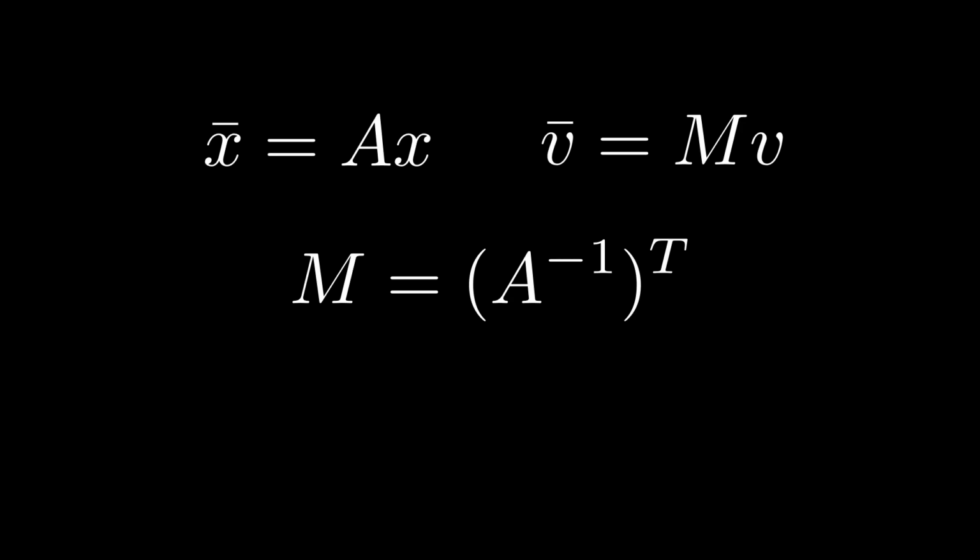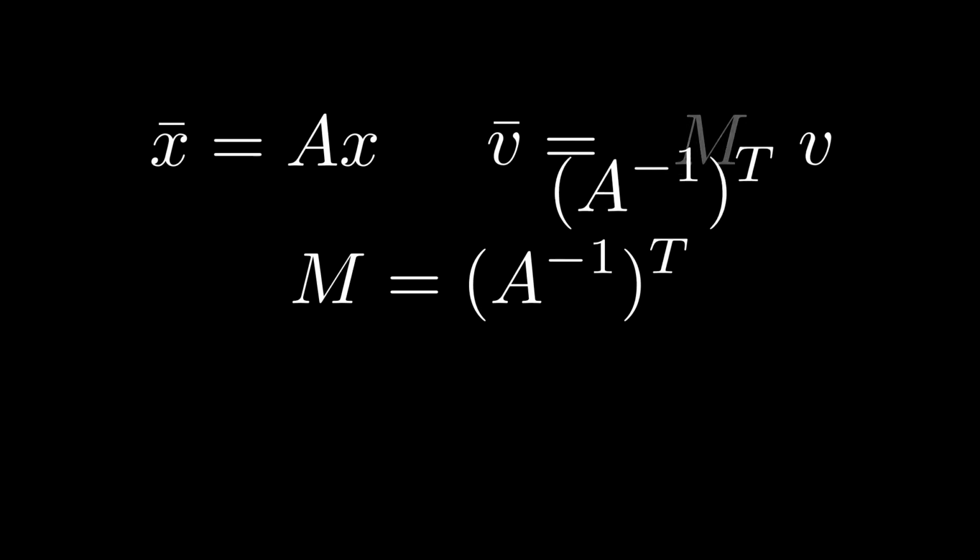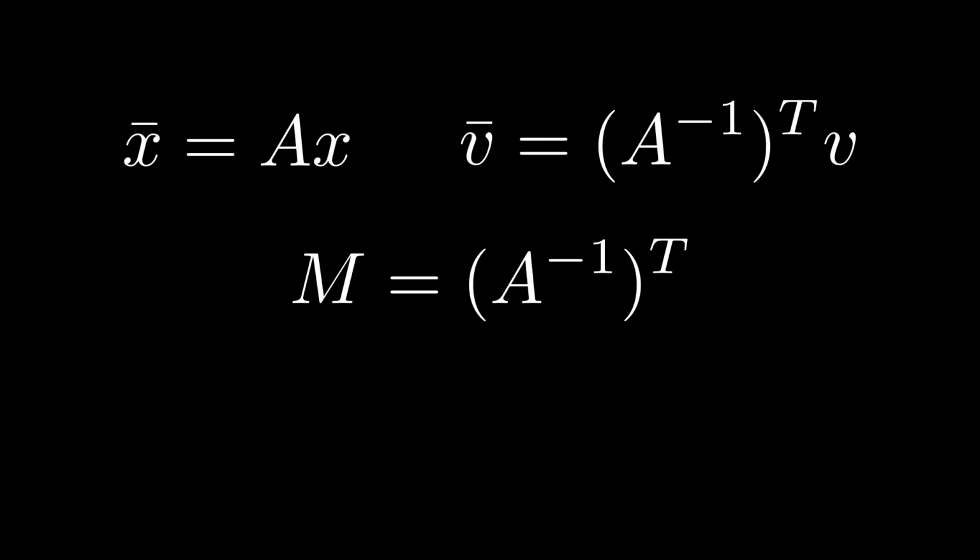If you want to keep the dot product the same before and after a matrix multiplication, then you might have to transform the vectors a bit differently. And if you transform the first vector using a matrix A, then the matrix that tells you how to transform the second vector is the transpose of the inverse of A. In the specific case that the inverse of A is also the transpose of A, then this just gives you back A.